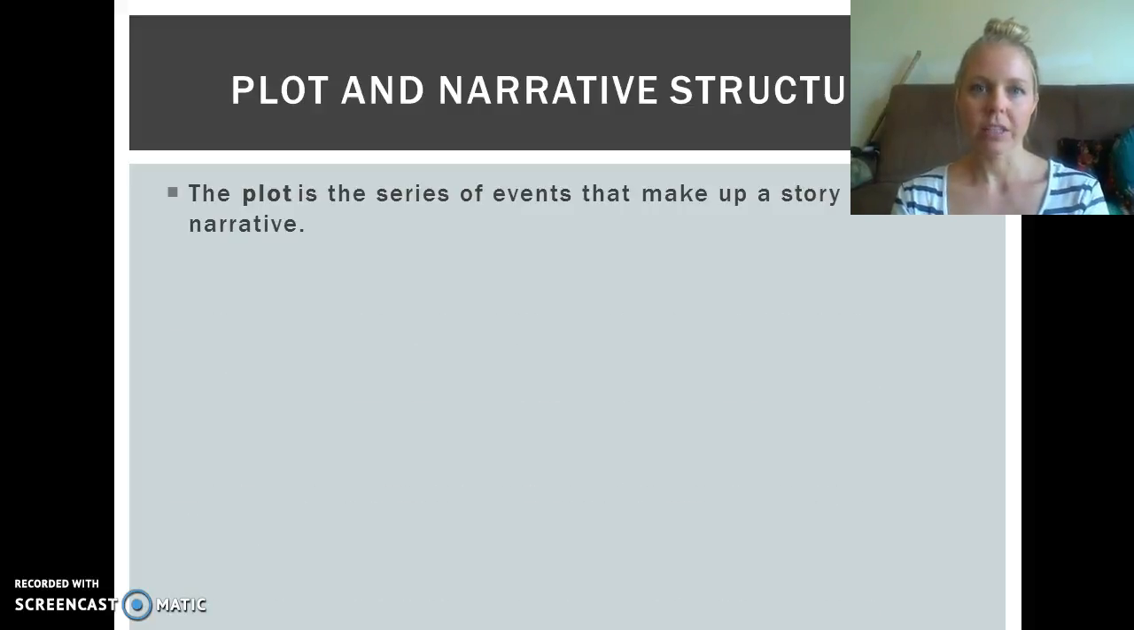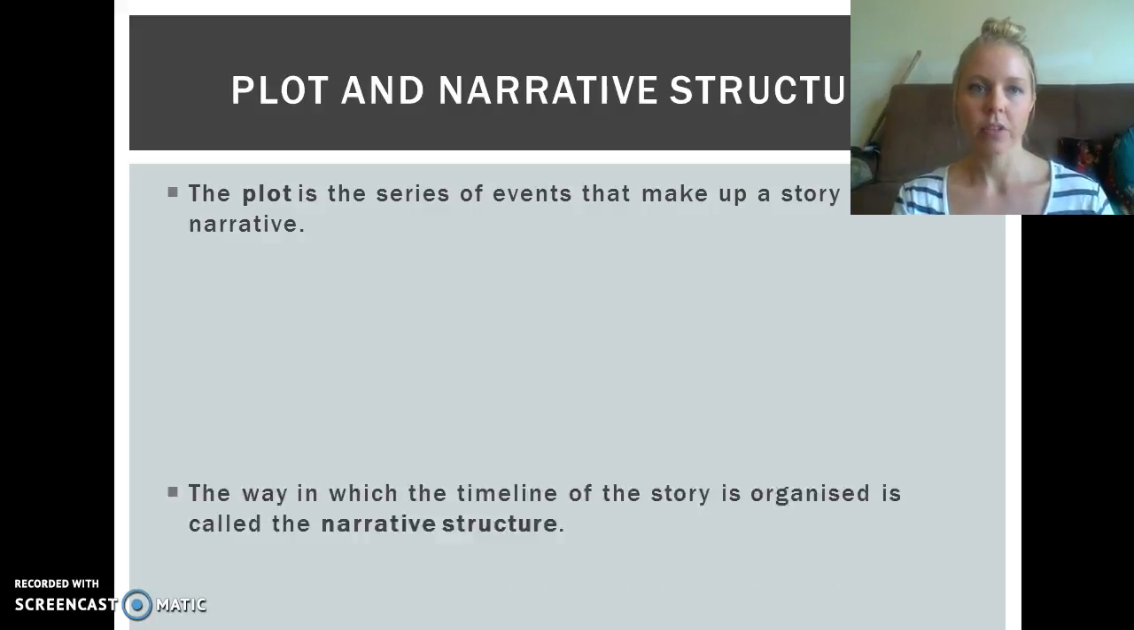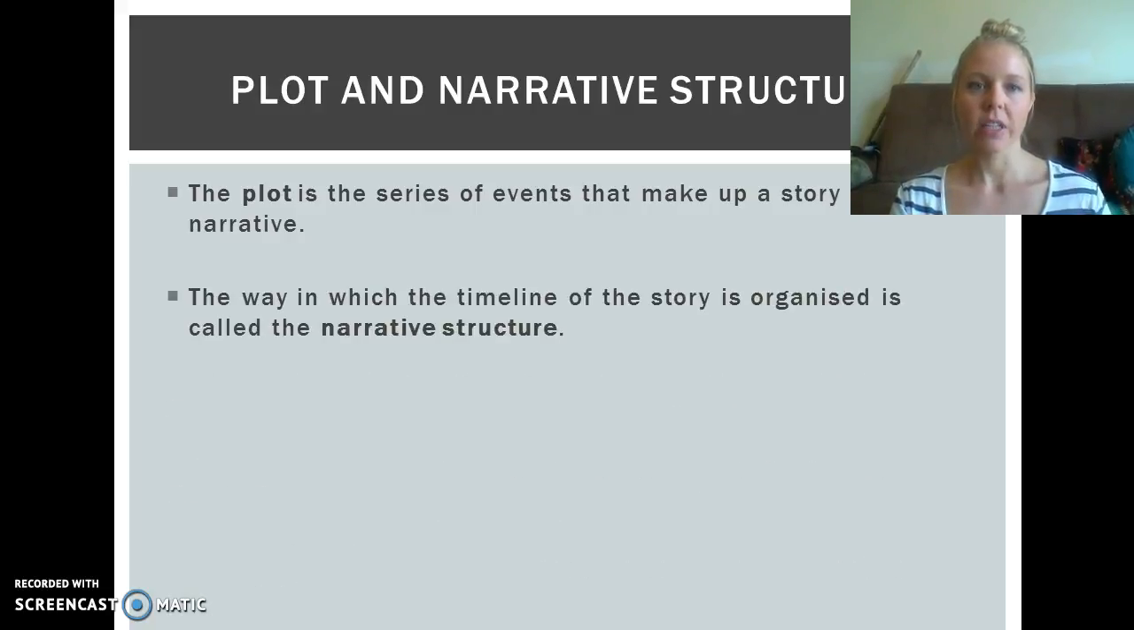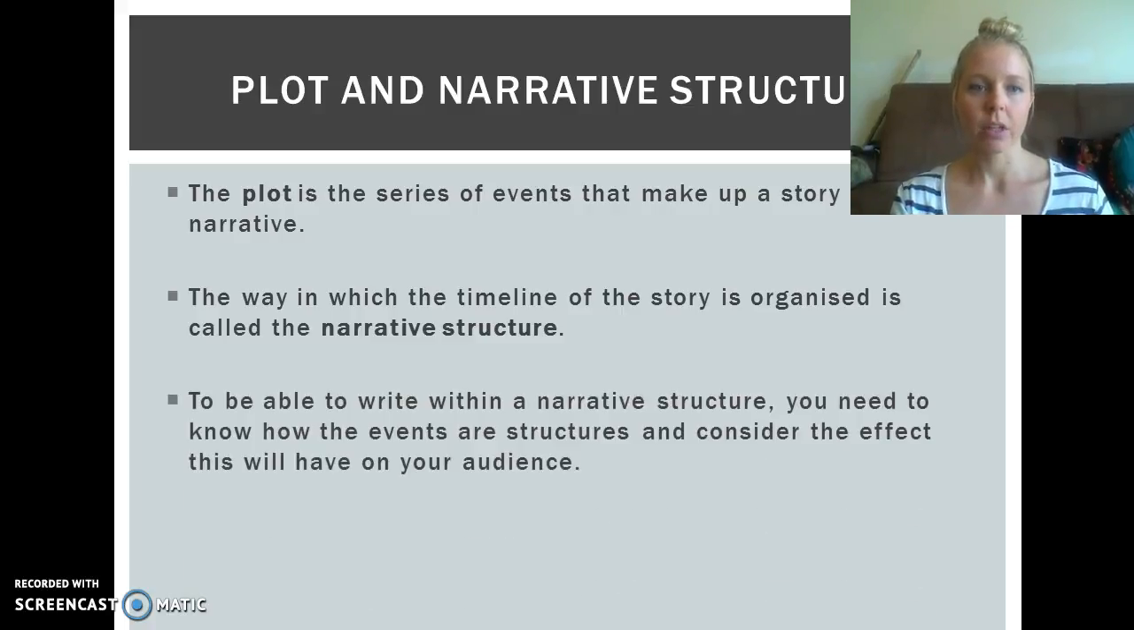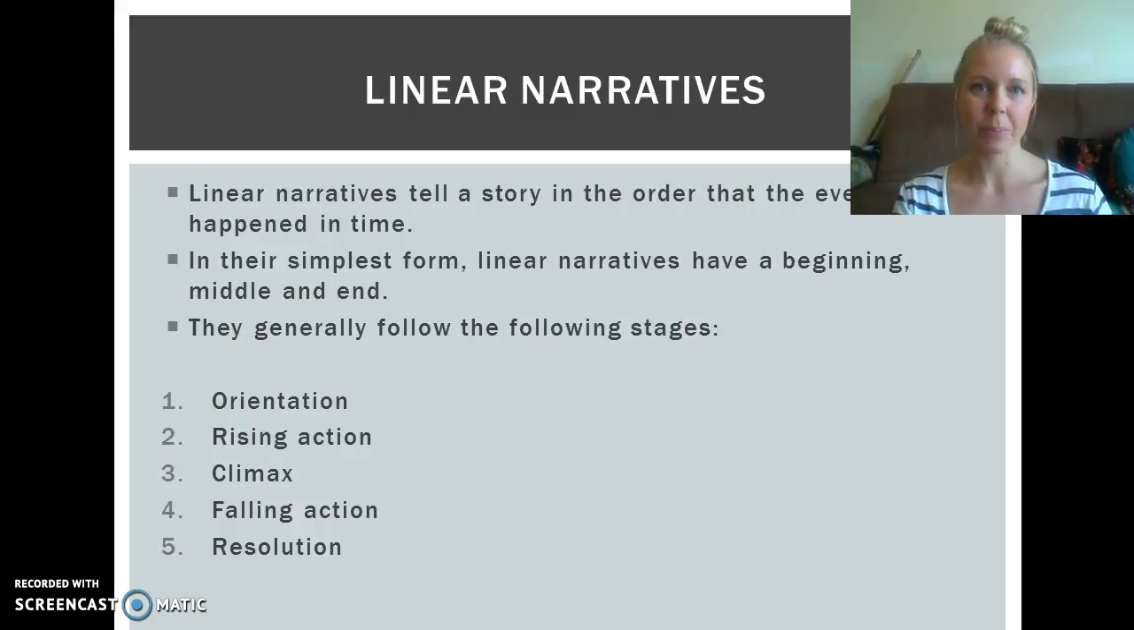The plot is the series of events that makes up the story or the narrative. The way in which the timeline of the story is organized is called the narrative structure. To be able to write within a narrative structure, you need to know about how the events are structured and consider the effect this will have on your audience.